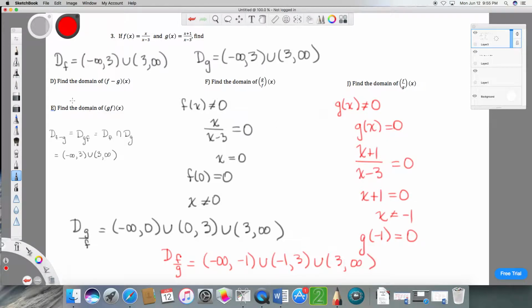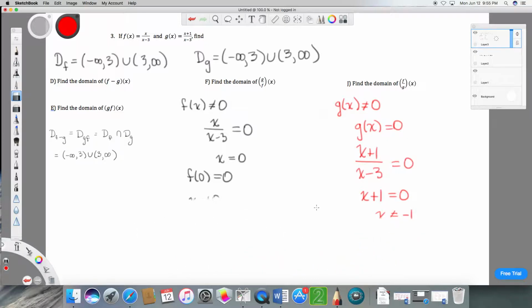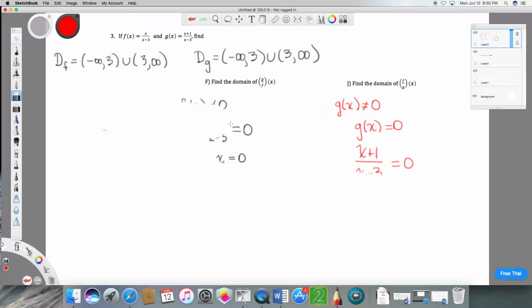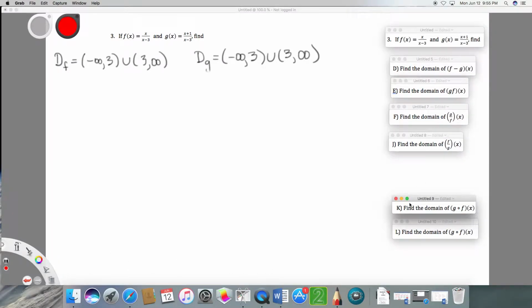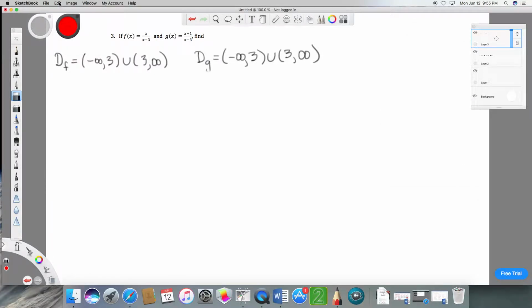Now let's take a look at these last 2. So I'm going to need to erase all this. I'm not going to erase the domain of f and g because I'm going to use that when I build these new functions to find their domains for the next parts. All right, so I want to find the domain of this composition, g composed with f.